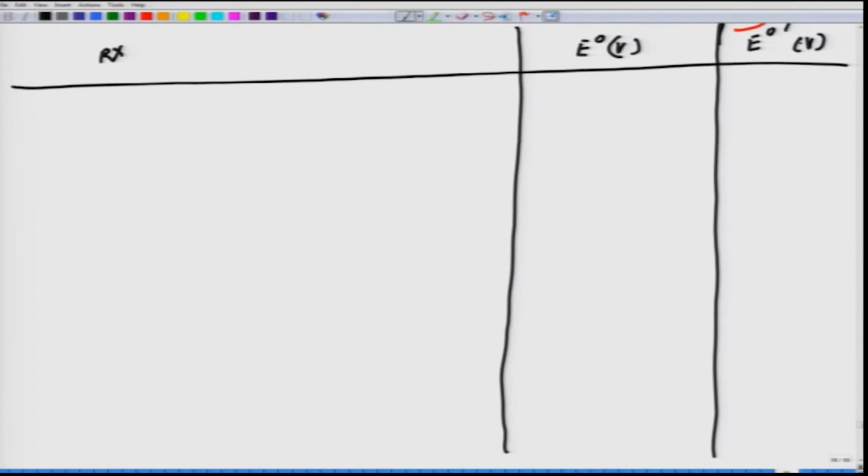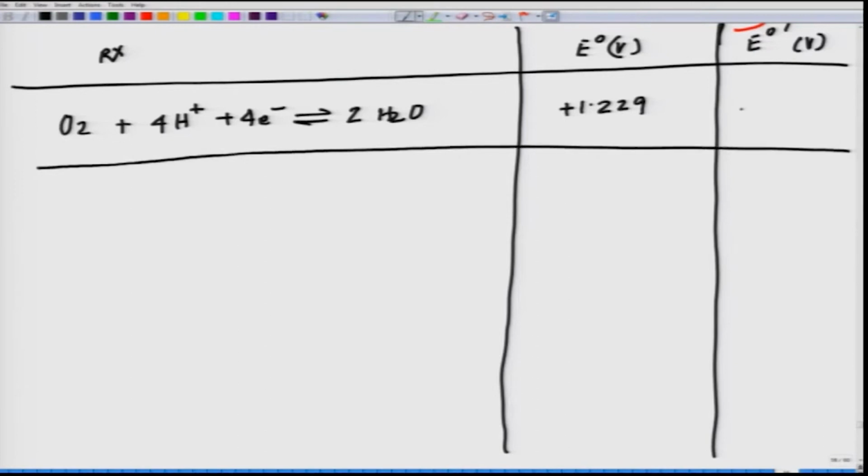Now, let us take the first reaction, oxygen plus 4H plus 4 electron, and the famous situation, 2H2O. And if you get the E0 value of this, which is plus 1.229, whereas E0 prime in the biological module it is plus 0.815. So, this is where the water splitting happens. So, this is basically you are splitting the water.